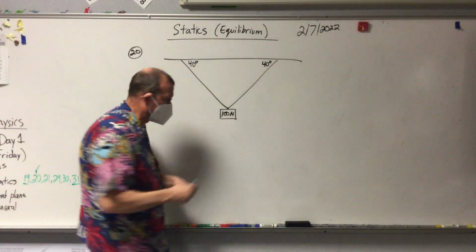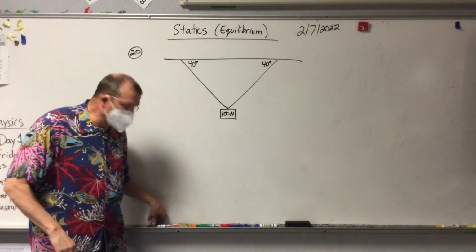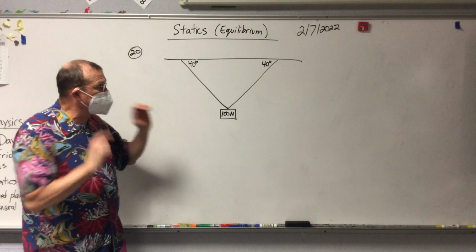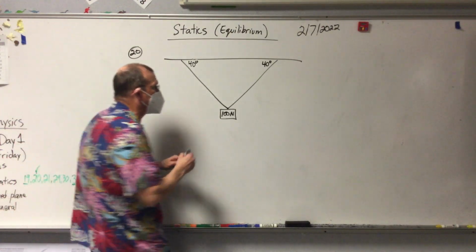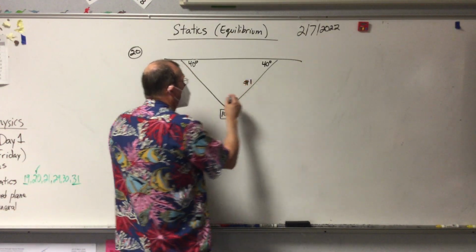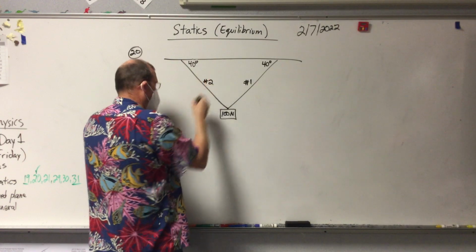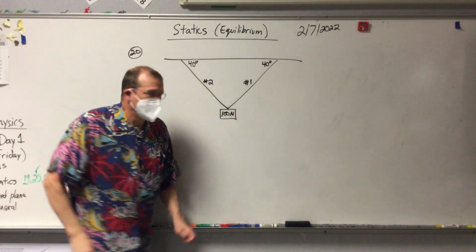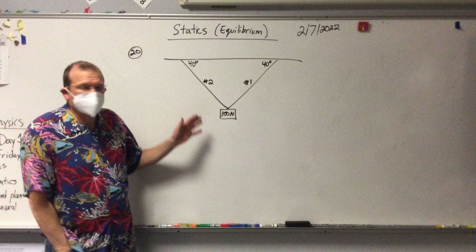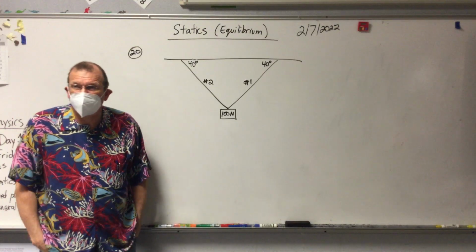100 newtons. And we are supposed to figure out what is the tension in the two wires. Now, I am referring to this as wire number 1 and wire number 2. Okay, so the first thing that I need to do here is draw a free body diagram.